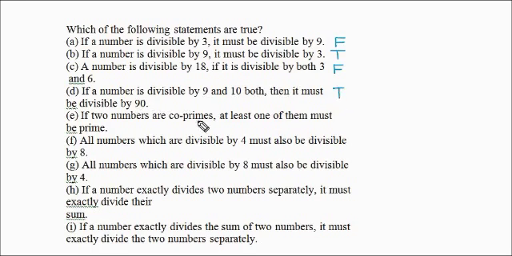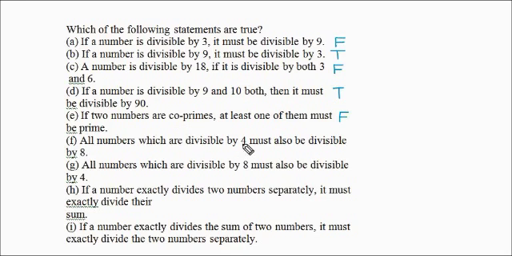If two numbers are co-primes, at least one of them must be prime. Is that so? Let's see. If I have two numbers, 14 and 15, are they prime numbers? No, both are composite numbers. Now the factors of 14 are 1, 2, 7, 14, and the factors of 15 are 1, 3, 5, 15, and what is common between them? The only common factor is 1. So these are co-prime numbers. And hence, this is false.